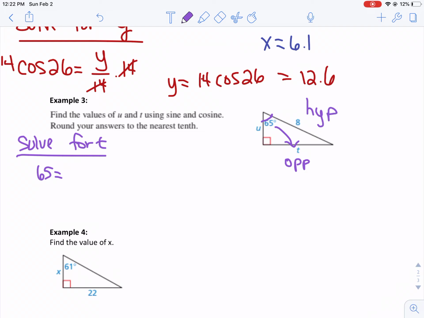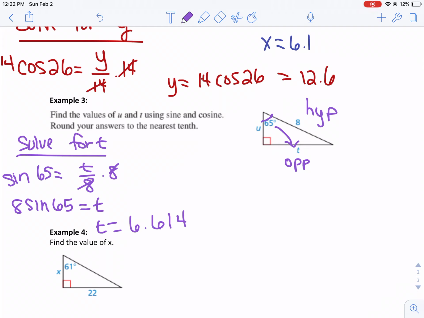Well, which trig ratio is opposite over hypotenuse? Sine is. So we're going to take sine of 65, and we're going to go t over 8. So we're going to multiply both sides by 8. So we get 8 sine of 65 equals t. Type that in your calculator. I got 6.614, but if you're rounding to 2 decimal places, this says nearest tenth, but always round to 2 decimal places. So then we're going to go 6.61, and that's your answer.